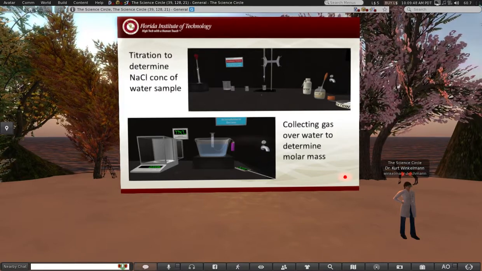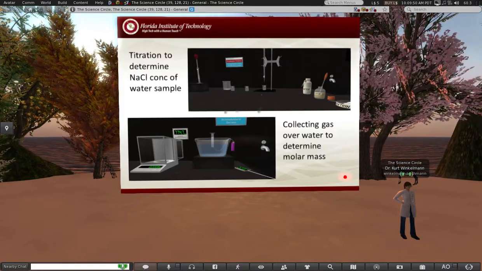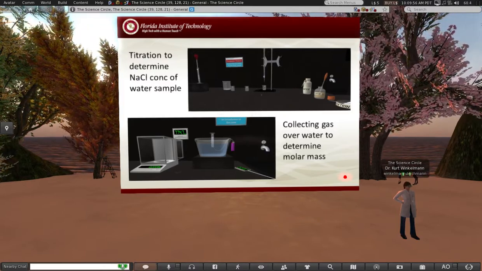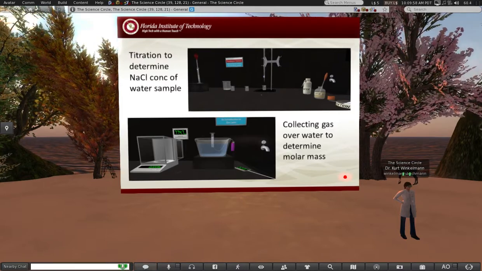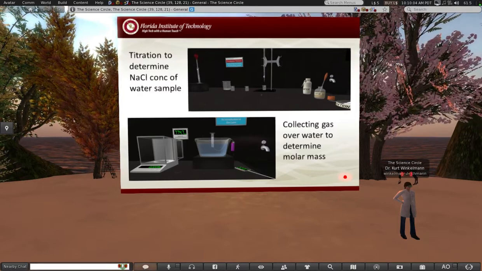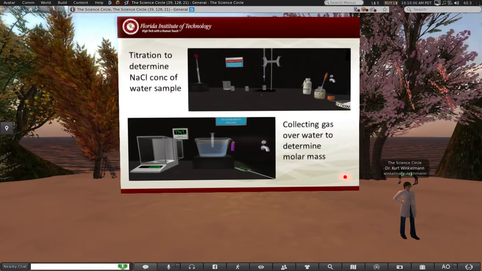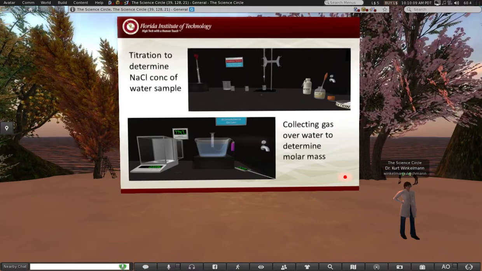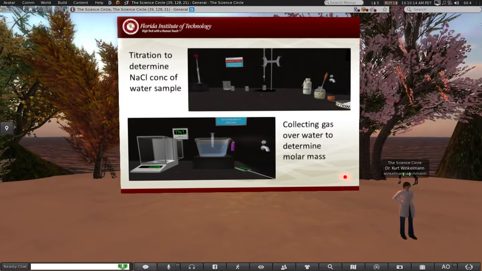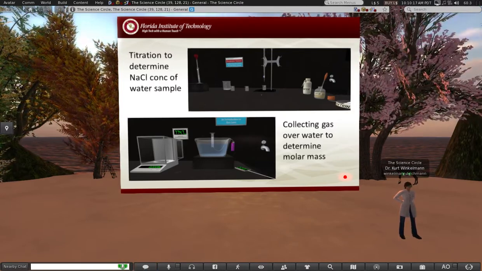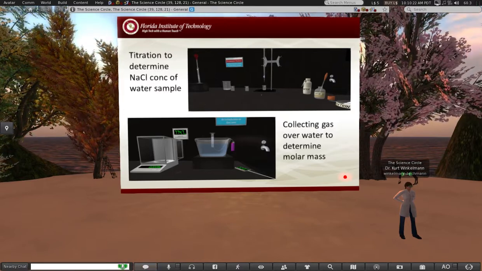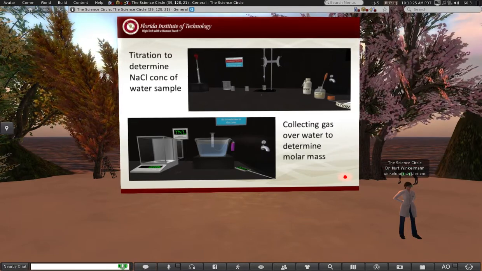The first is what we call a titration, which is a very careful way of determining the concentration of some chemical in solution. In this case, they already had a laboratory experiment developed where they tested the salinity or salt content of a water sample. The idea was that these were water samples taken from an estuary in Texas, and so they were determining the salt content. They weren't actual water samples, but that was the background of the lab.